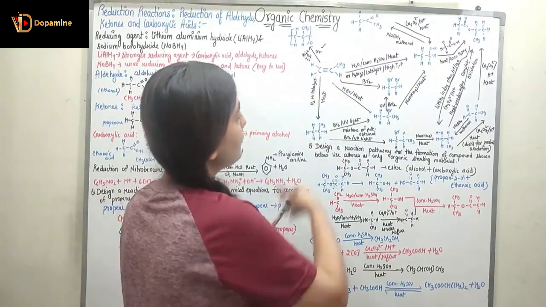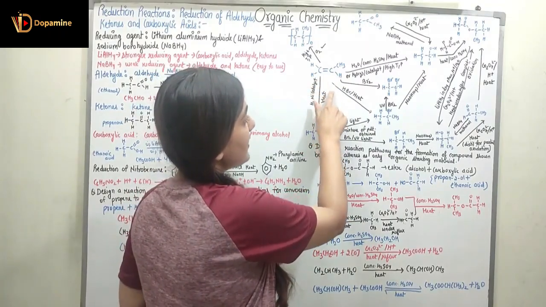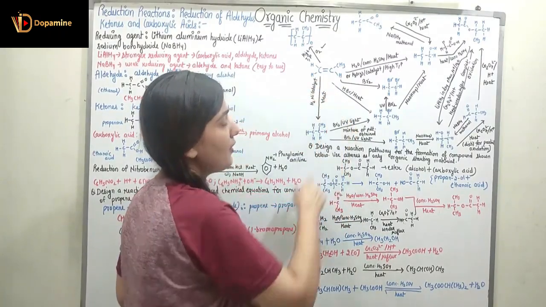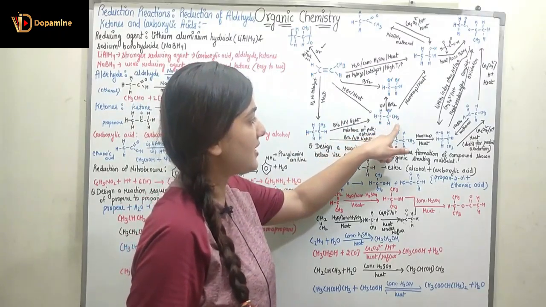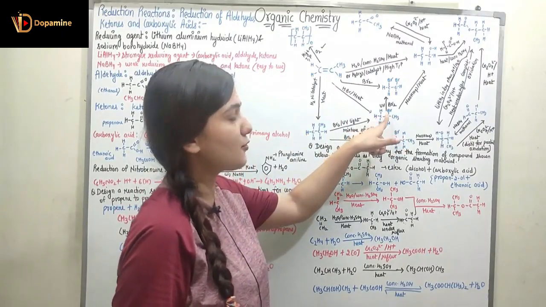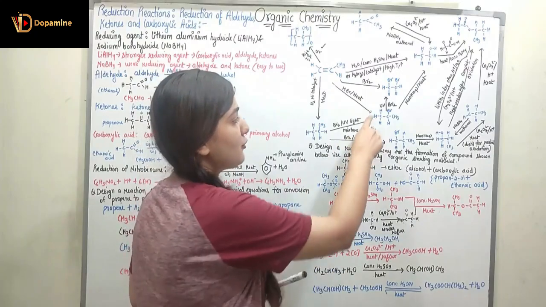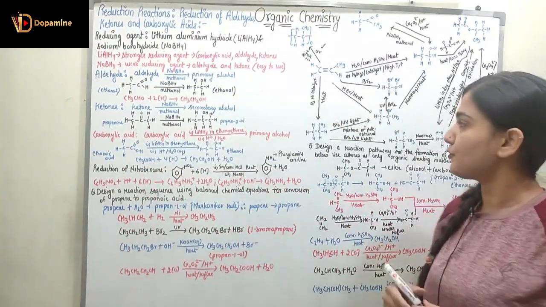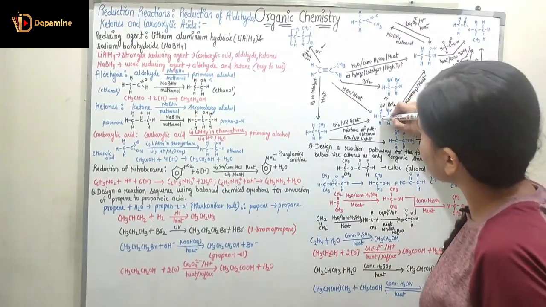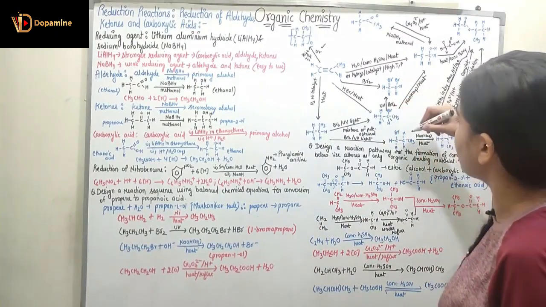So now coming to this. Again, this can react with HBr in the presence of heat. So it is going to form CH3 C CH3HBr, right? So here the hydrogen will go to the carbon which has the more number of hydrogen atoms. So hydrogen will be going to this carbon and Br will be going to this carbon.